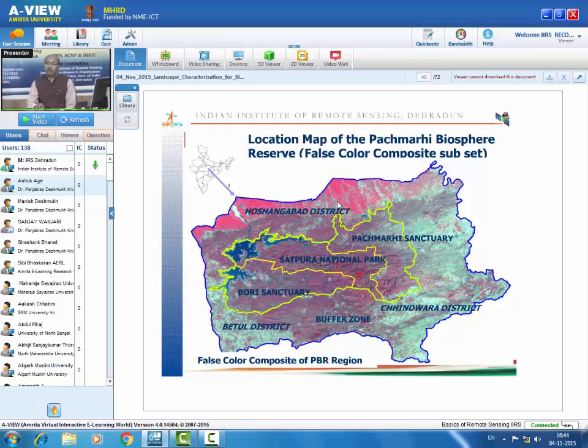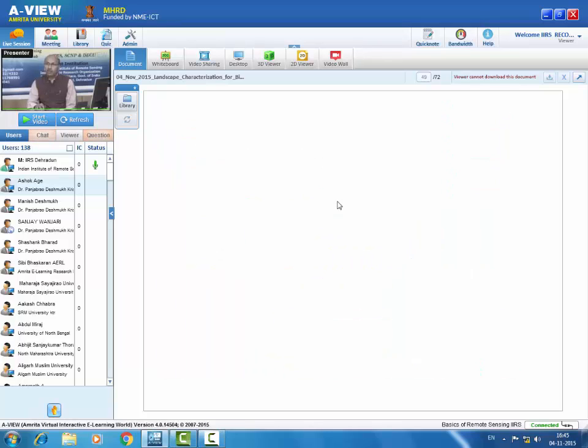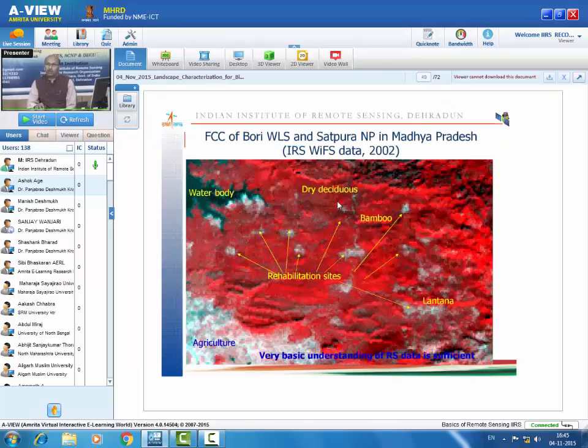Particularly, you might have heard of Psilotum nudum, a primitive plant which doesn't have a very well developed root structure, and that is found only in this area. And then you have Bori Sanctuary. And then a lot of forest area, agriculture area, degraded area are in the periphery. So let us try to evolve.